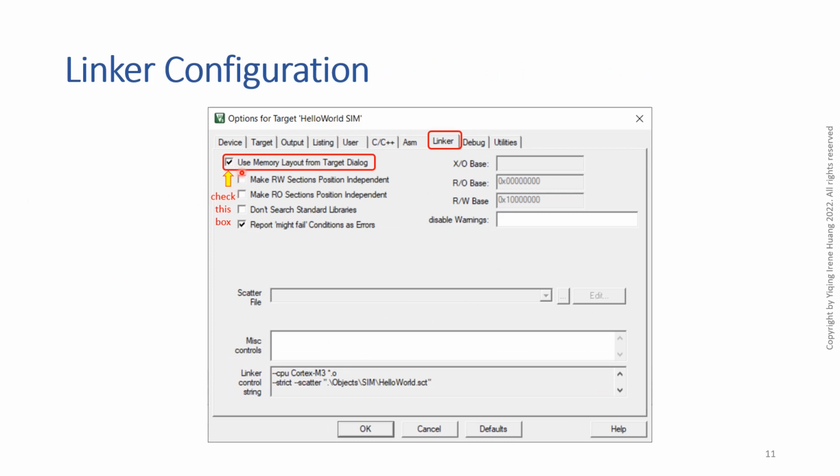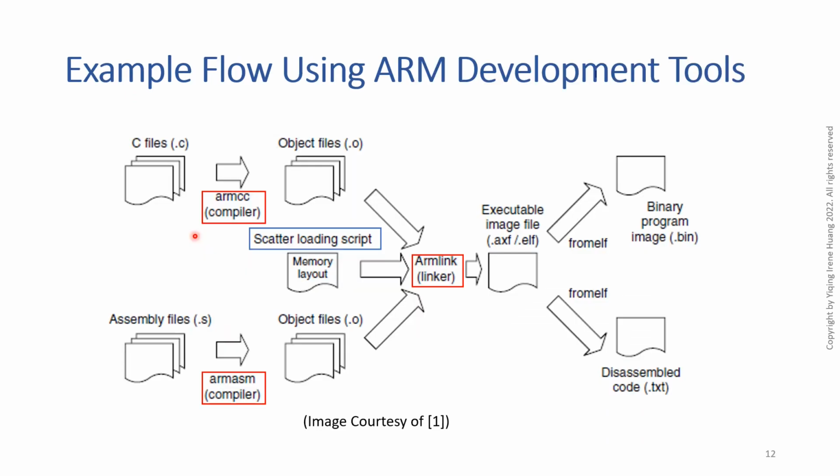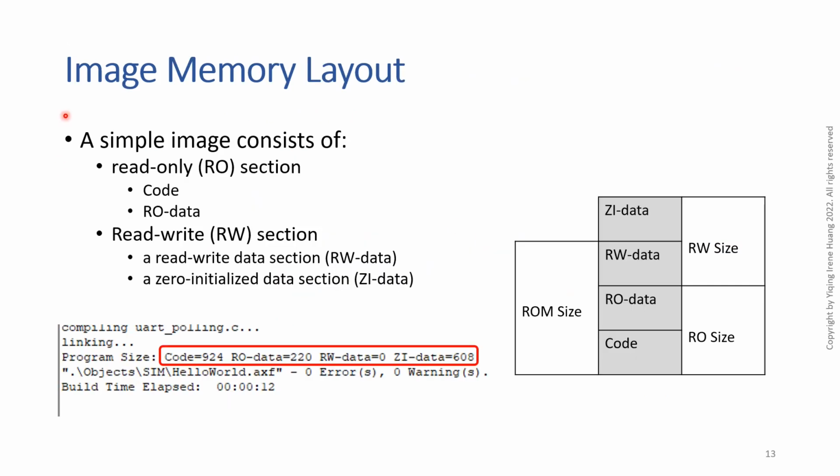Now we tell the linker to use that memory layout to generate our RTX image. Under the hood, our specified memory layout turned into a scatter file. Then we got our AXF file. Now we have this image, and we're going to load it onto our microcontroller. This will affect the RAM usage, because part of the image will go onto the RAM.